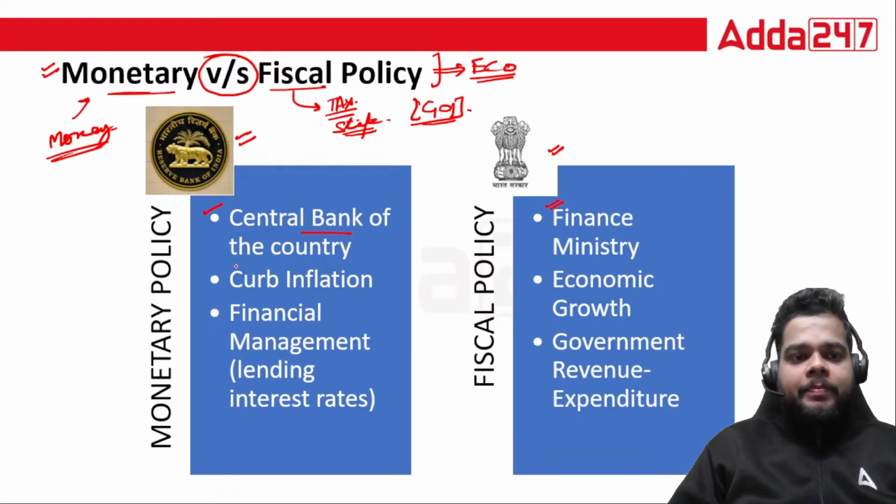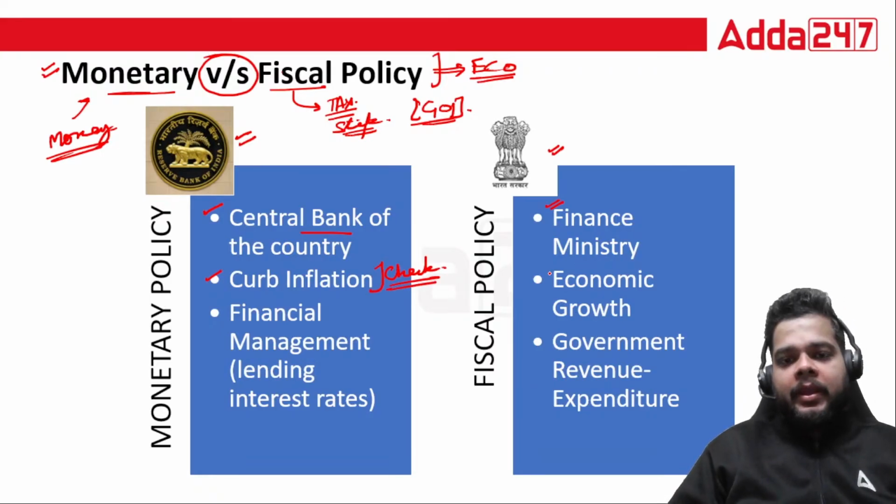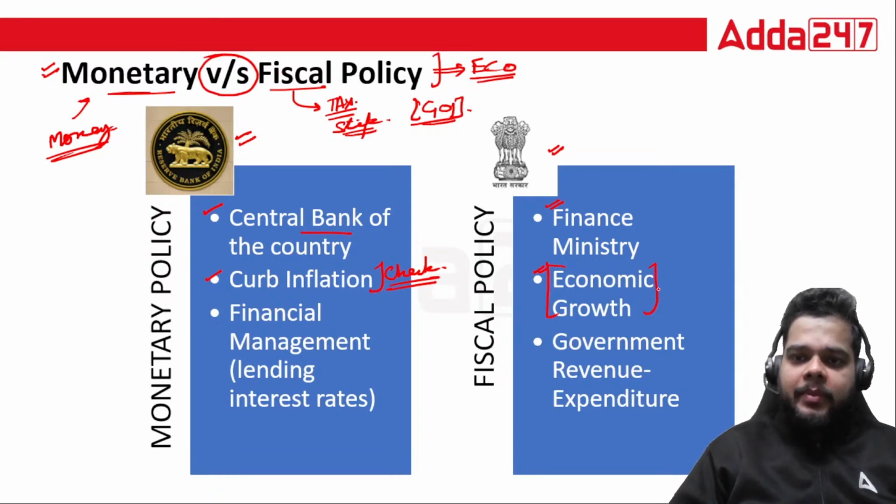What is the basic purpose of monetary policy? It is to curb inflation and to have inflation under check. For fiscal policy, you will find economic growth is the ultimate aim. And whenever we say economic growth, it includes economic development as well.